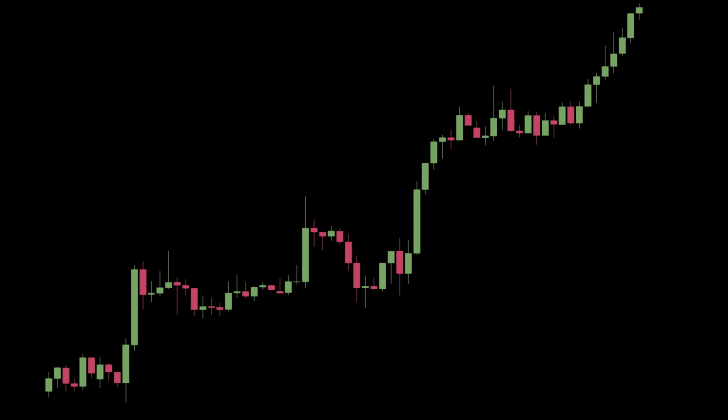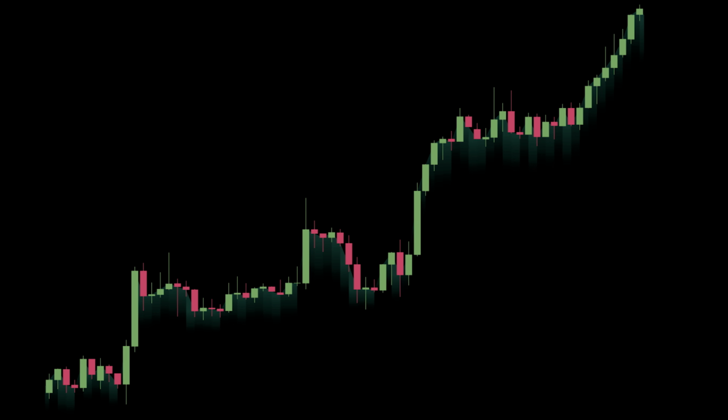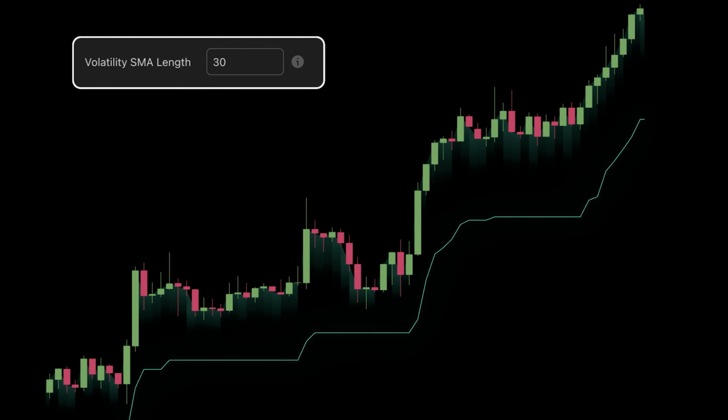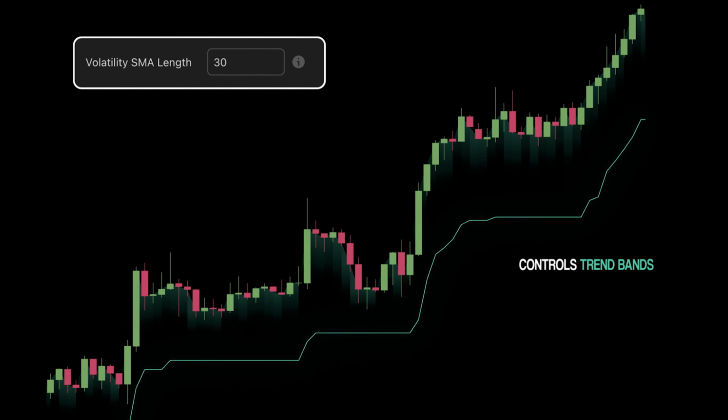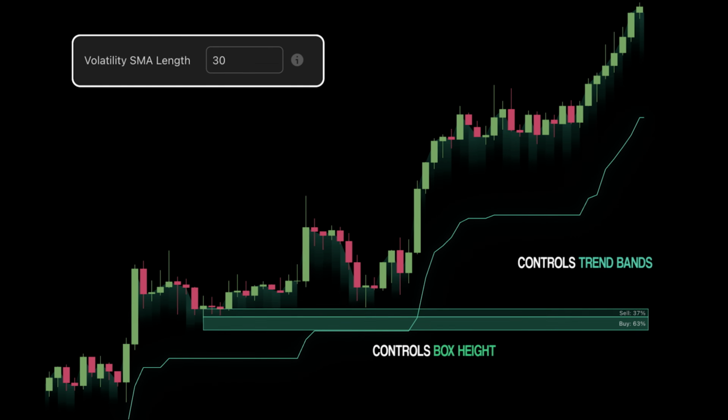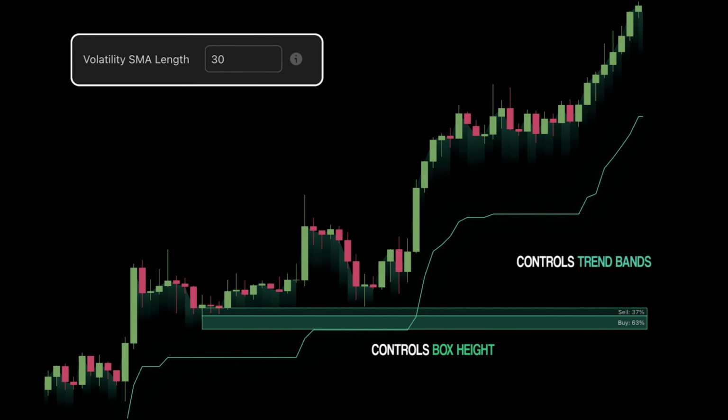There's a second lever worth knowing about, and it's a bit sneaky, because one setting quietly does two jobs. The volatility SMA length feeds the trend line's bands, but it also sets how tall these order block boxes are. Most traders would assume it's just a trend setting.